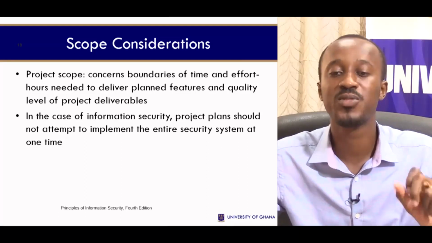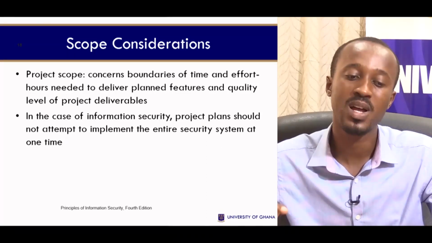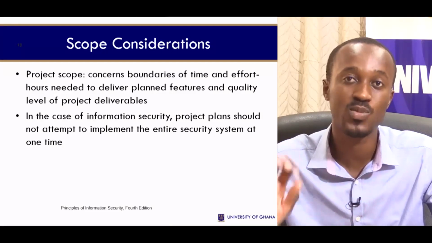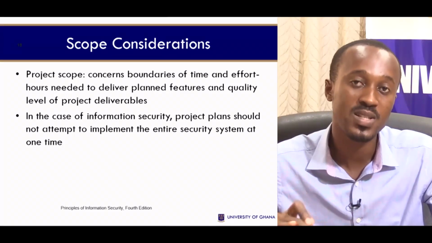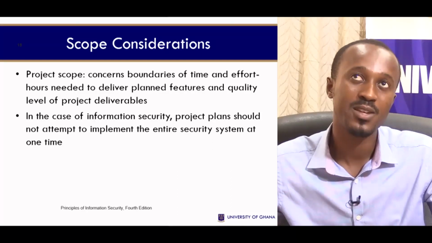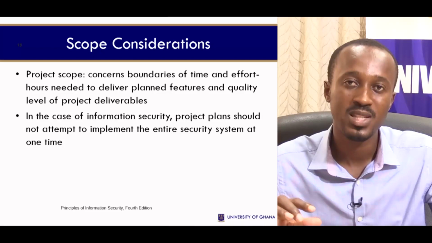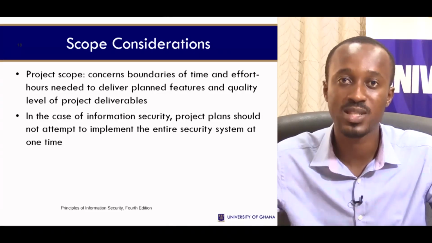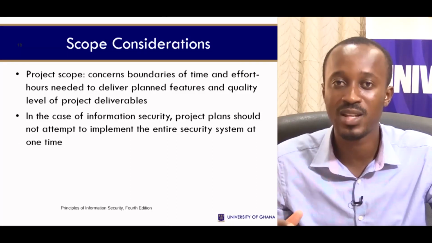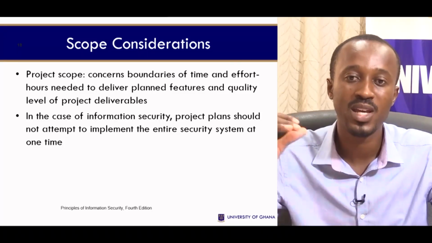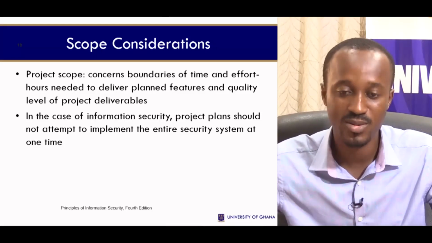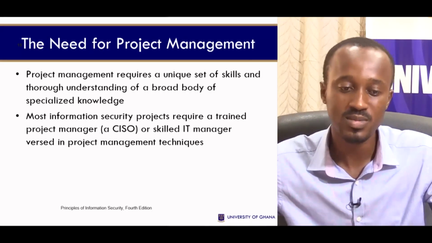Now, in the case of information security, the project plan should not attempt to implement the entire security system at one time. It's very deadly. You must have in mind that it's going to be a process. Like we said in the first session, security is not absolute, it's a process. So you need to have in mind when we are going about the project planning that its implementation will not happen all at one time. It's going to happen in a process, so it will be rolled out.